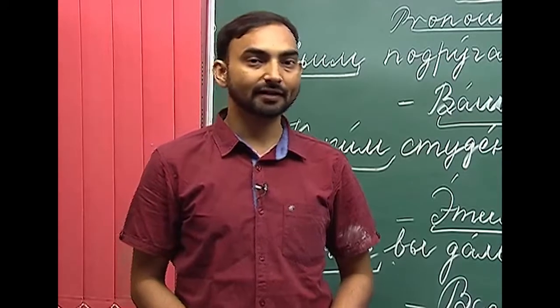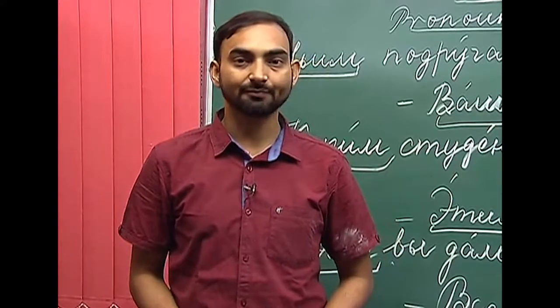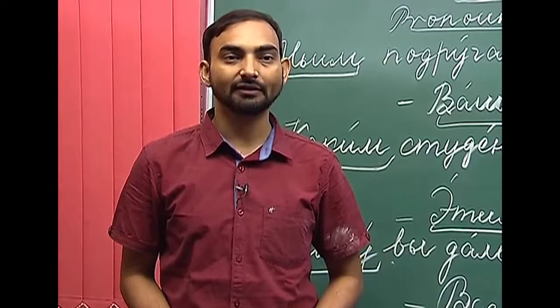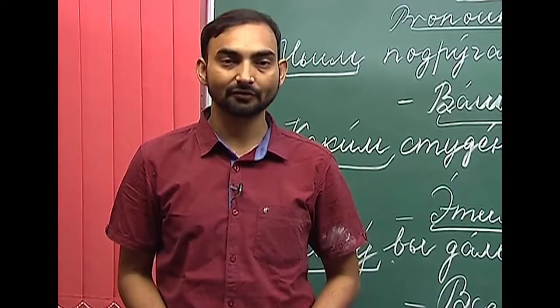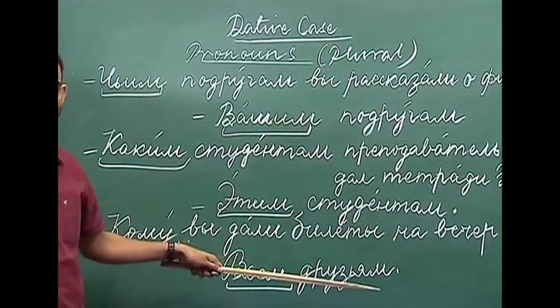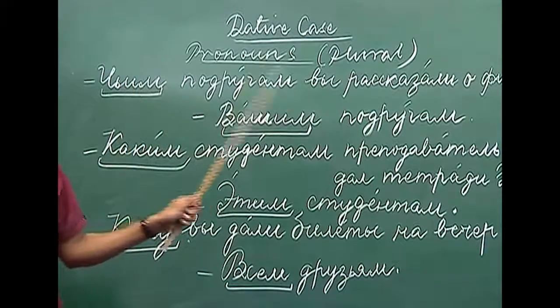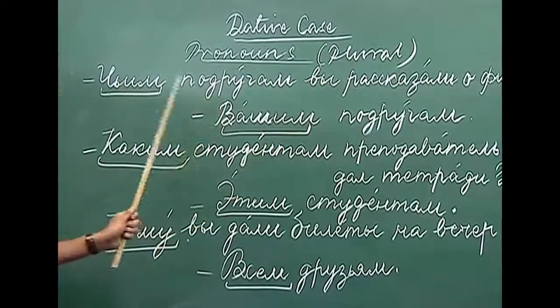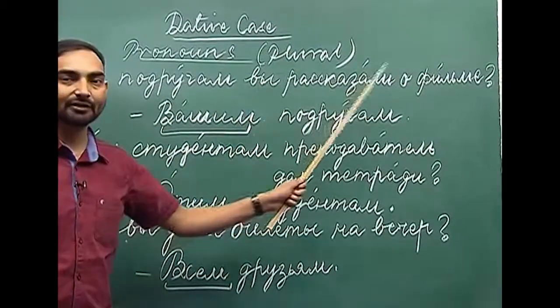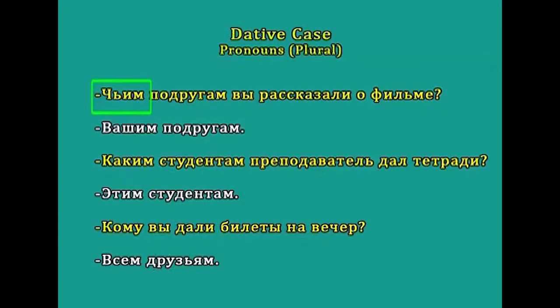Now, let us look at some examples of possessive, determinative and demonstrative pronouns in the dative case, and how these pronouns are used in sentences. I have written here a few sentences, and we will have a look at each one of them separately. Chem padrugam viraskazali a filme. This chem has come from chei, chia, chio and chi.